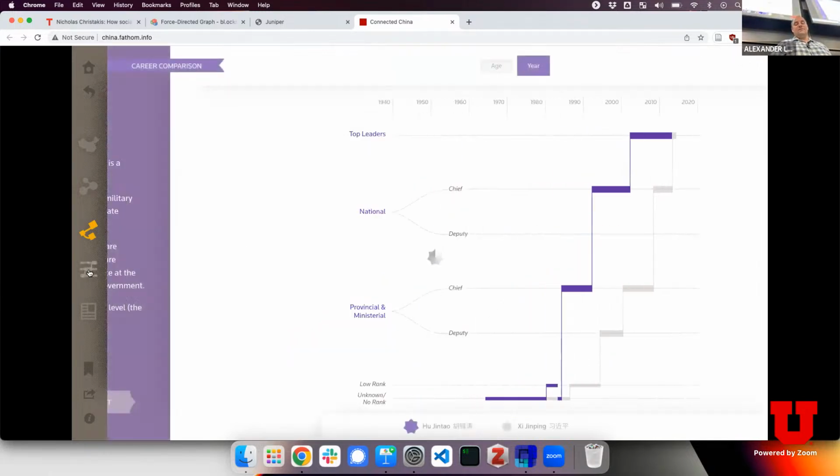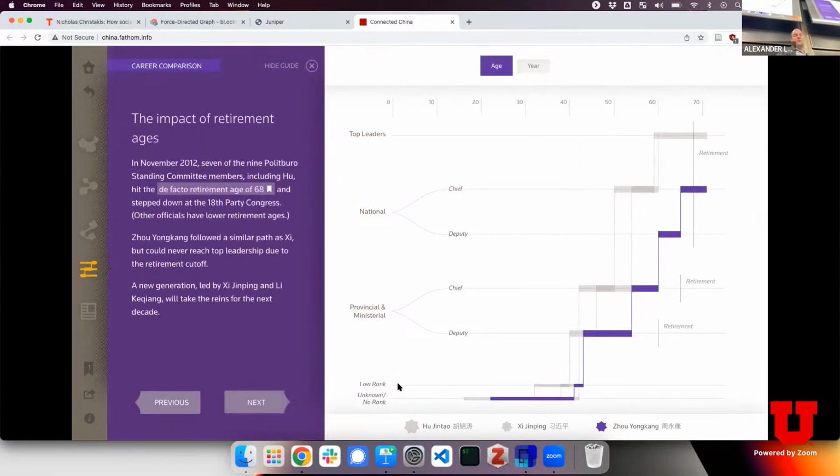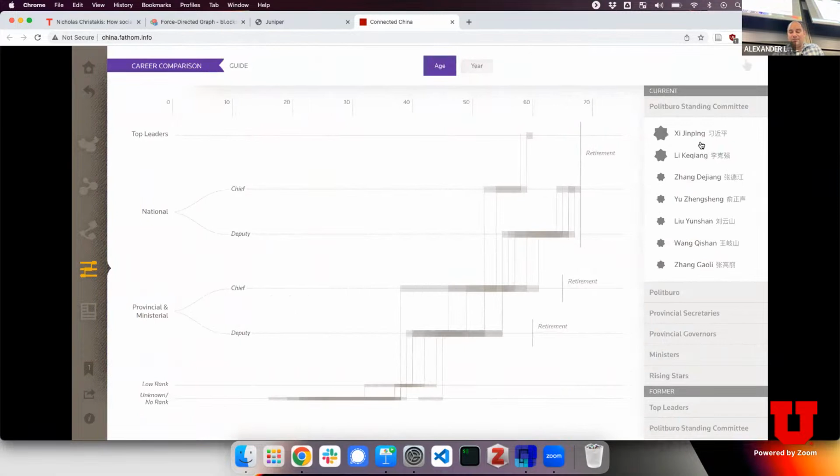Okay. And then we have this one here, which I find particularly interesting. So, what is shown in this chart? How quickly people rise through power, right? So we essentially have the top leader, then national chief or deputy, provincial chief or deputy, and then some lower or unknown rank. And you see that certain people climbed that ladder very quickly. We will see that he climbs this ladder much quicker than other people that never got quite up as high in the hierarchy as he did, right?